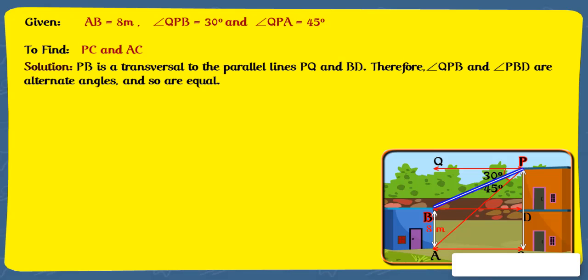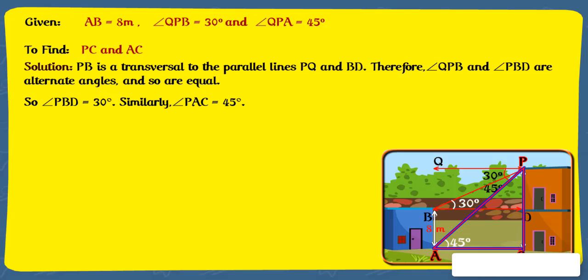Observe that PB is a transversal to the parallel lines PQ and BD. Therefore, angle QPB and angle PBD are alternate angles and so are equal. So, angle PBD is equal to 30 degrees. Similarly, angle PAC is equal to 45 degrees.